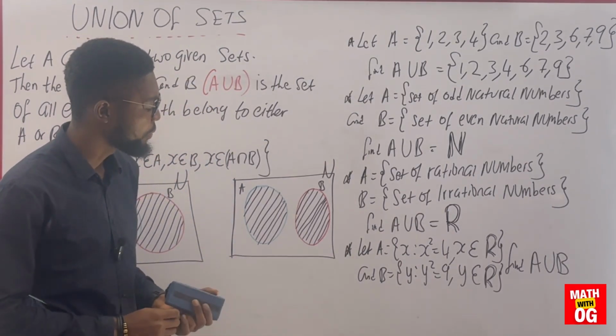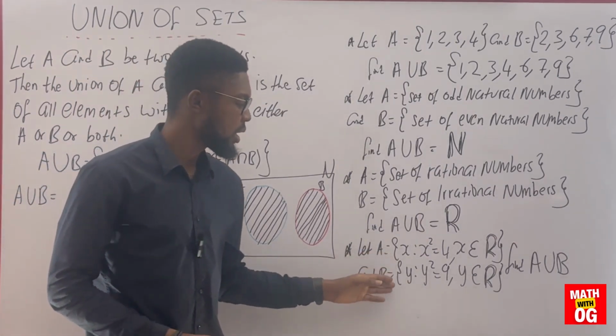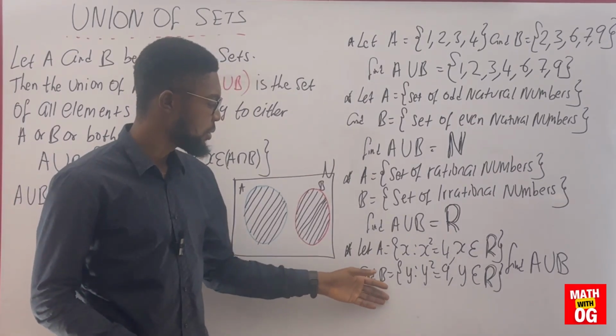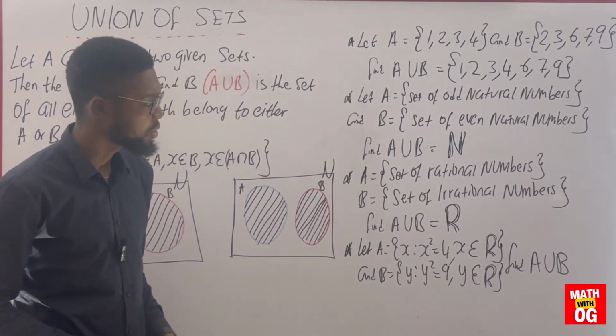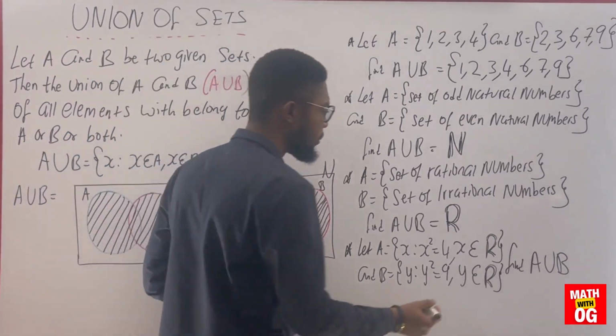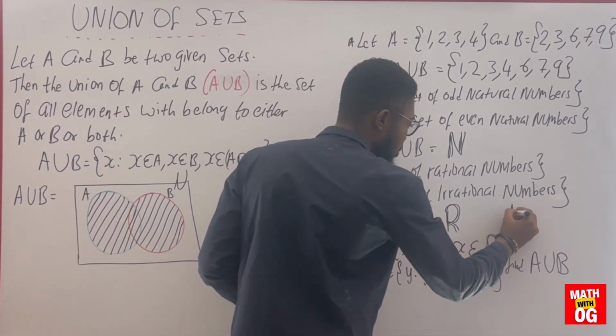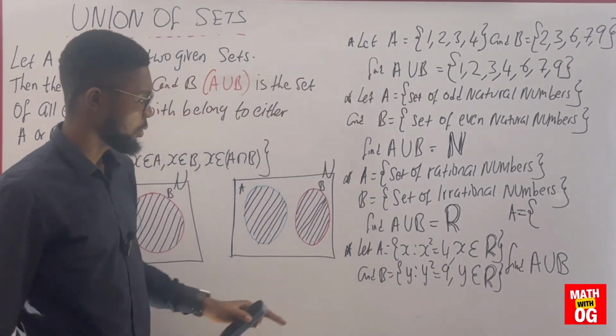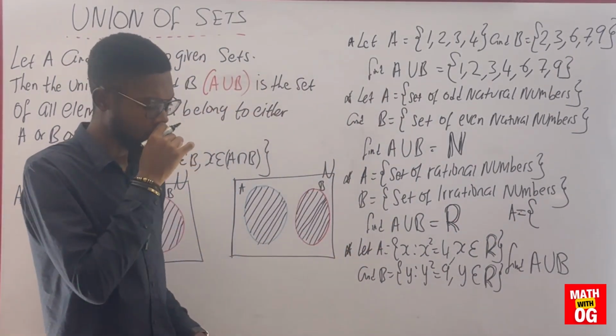Now the last question. We are given set A is equal to x such that x squared is equal to 4, x is a real number. Set B is equal to y such that y squared is equal to 9, y is also a real number. So from here, let's put our A and B in roster method. Obviously, here they are in set builder form.